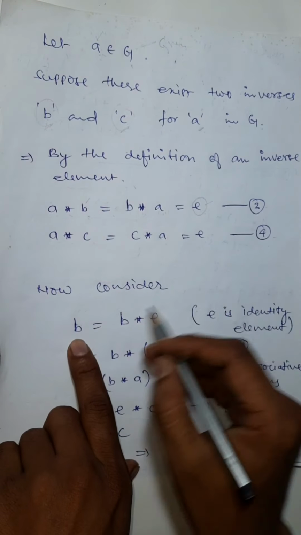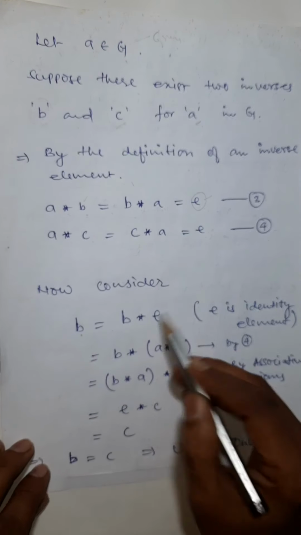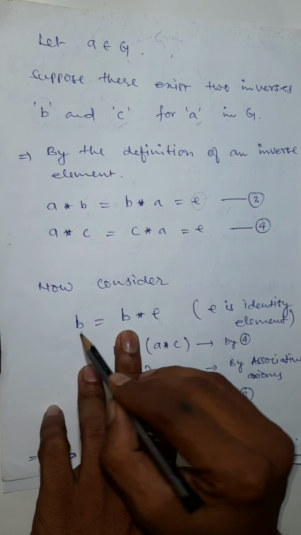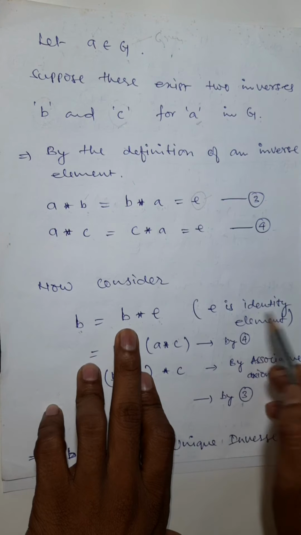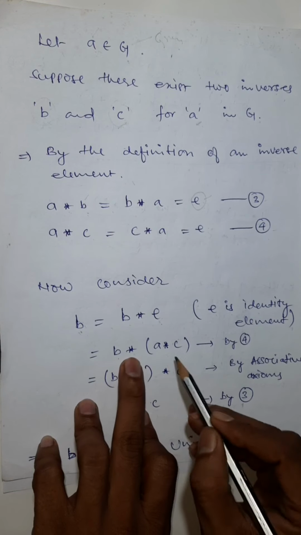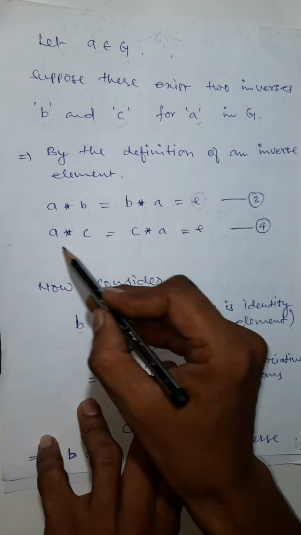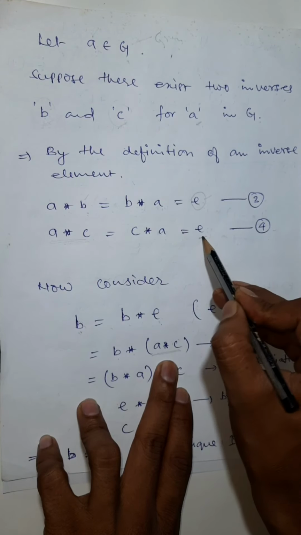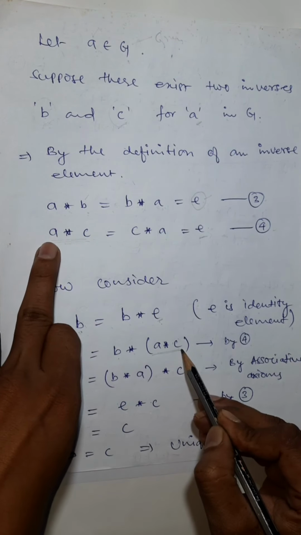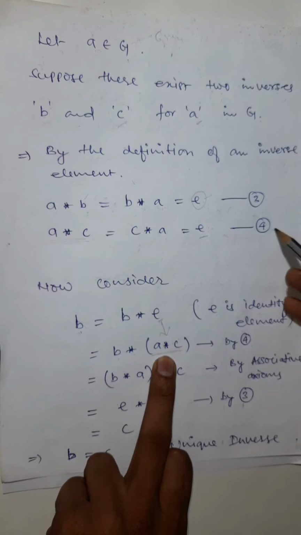Now we are considering the element B. B can be written as B star E, because E is an identity element. So B star A multiplied with the identity element will be the element itself, here E is the identity element. Now B star, and from equation number 4, A star C will be equal to E. So replacing E with A star C from equation number 4, we have replaced E here. E becomes A star C by equation number 4.